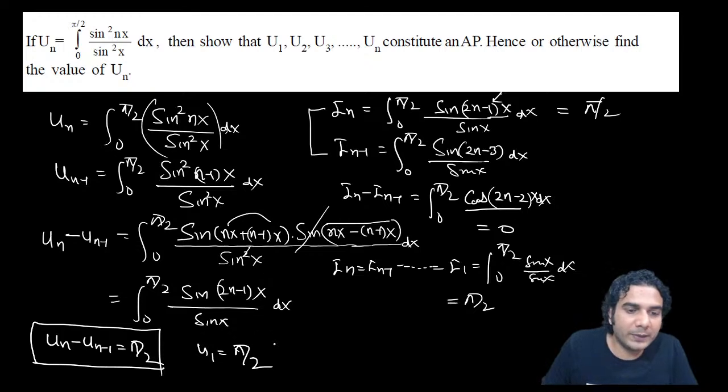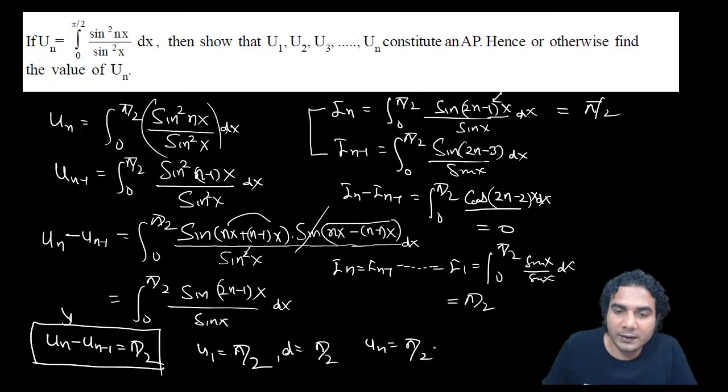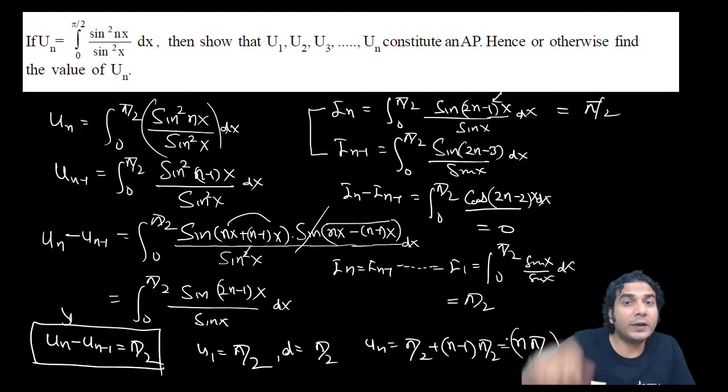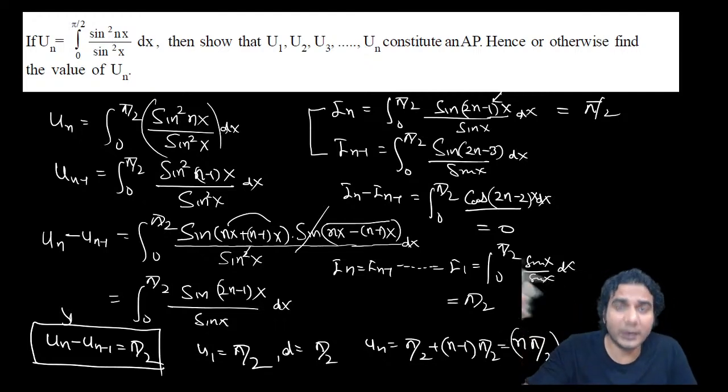So U1 is pi by 2, and the common difference D of the AP is pi by 2. So you can write Un is equal to the first term A plus (n minus 1) into D. D is pi by 2, so that is nothing but n into pi by 2. So this result: U1 is pi by 2, U2 is 2 times of pi by 2, U3 is 3 times of pi by 2, U4 is 4 times of pi by 2, and so on. So generalize it: Un is n times of pi by 2.